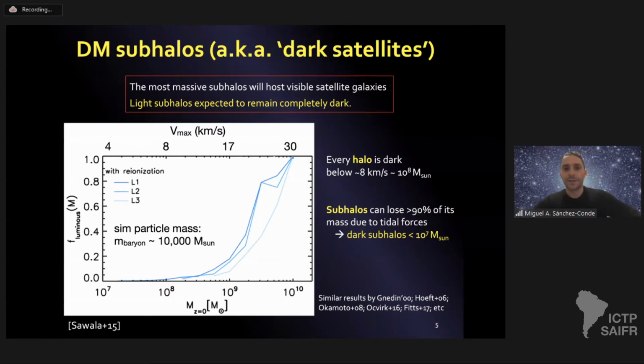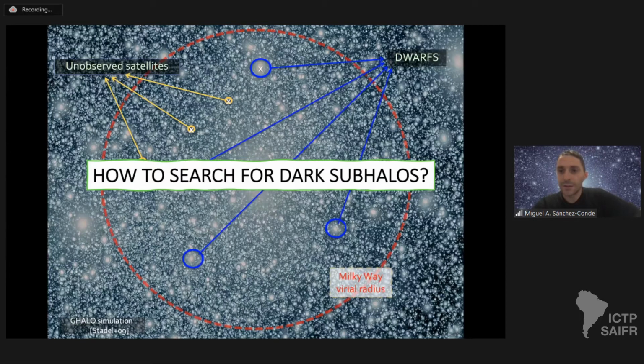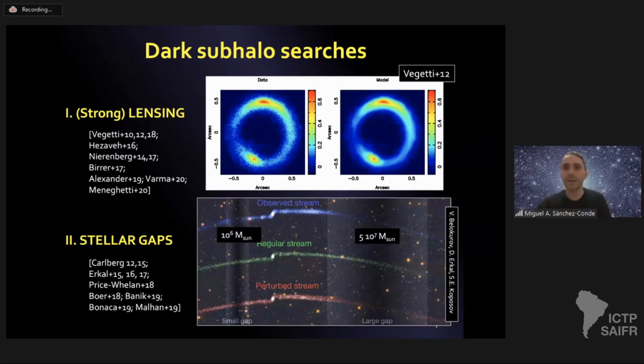Okay, so these tiny guys are totally dark. So how can we search for this stuff? There are a few approaches that people have been taking in the last few years. Here I will just highlight a couple of them that I think are very cool, and that I prefer the most. The first of them is based on strong lensing.